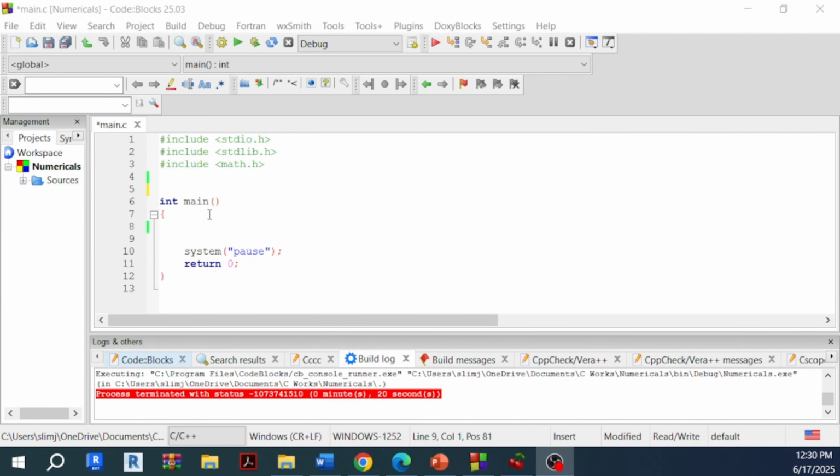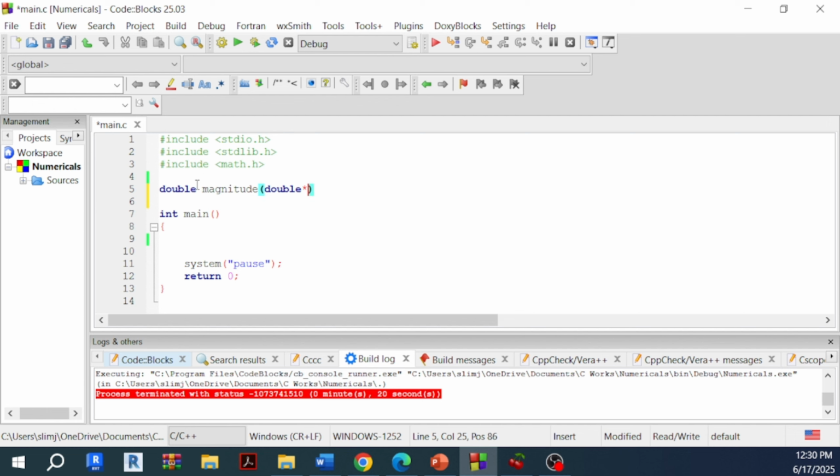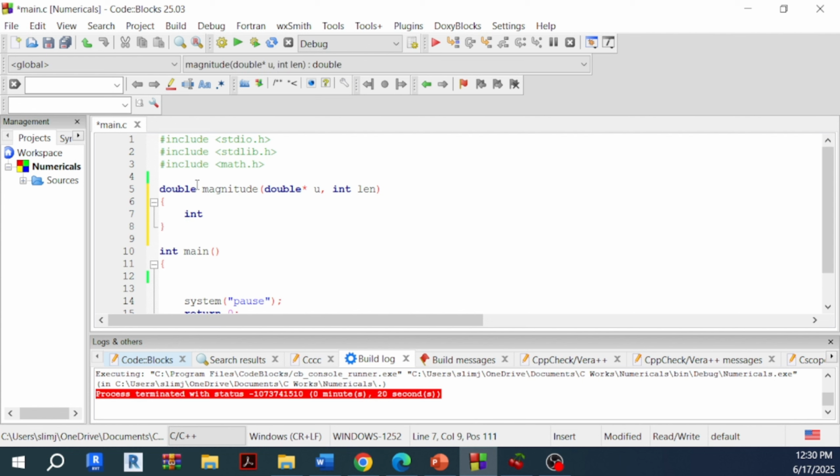Let's start with creating the function that will return the magnitude of a vector. Double magnitude. It takes one vector of type double, which is an array, and the length of this vector. We create an integer i for the loop, and double m equals 0, which is the vector sum that will keep adding up x squared plus y squared plus z squared.